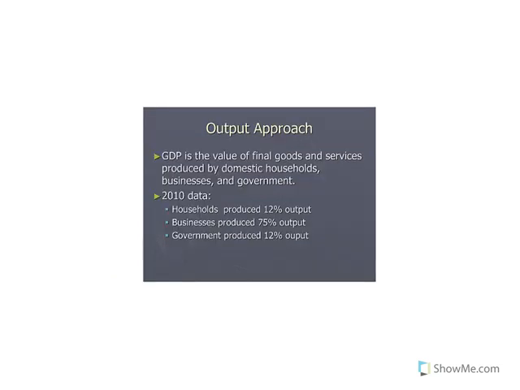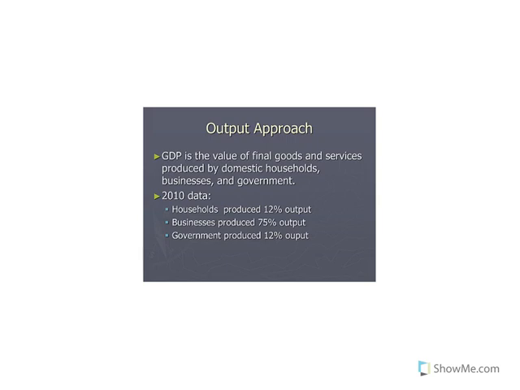Now, if we were going to use the output approach to calculating GDP, basically we would just be adding up the value of all of the goods and services that were produced within the United States for that year. And so this is the data that we have for 2010.